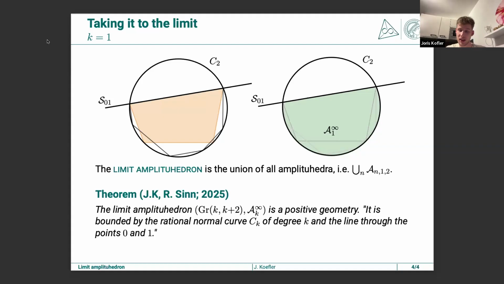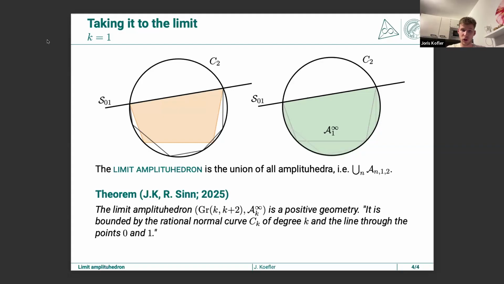Actually, we call this the limit amplituhedron. That is, we take the union of all such amplituhedra, that is, Z matrices for all choices of n, and take its union. The main result of Rainer's and my paper is then really to show that this is a positive geometry.